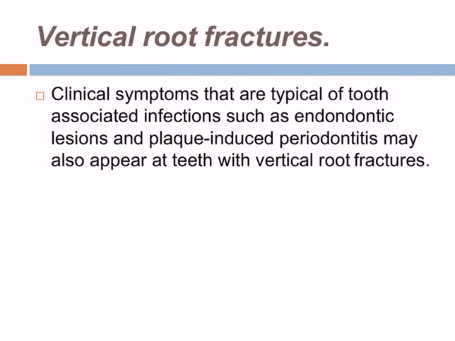So another thing that we come across in endodontic procedures, or in patients with endodontic problems, is vertical root fractures. You have heard of vertical root fractures. The clinical symptoms are very typical of a tooth associated with endodontic infections, and plaque-induced periodontitis may also appear in teeth with vertical root fractures. So the symptoms the patient exhibits in vertical root fractures are quite similar to the endodontic symptoms or the plaque-induced periodontitis.